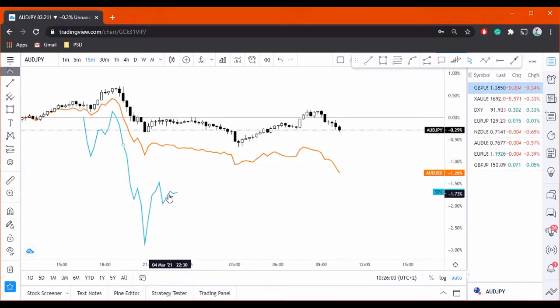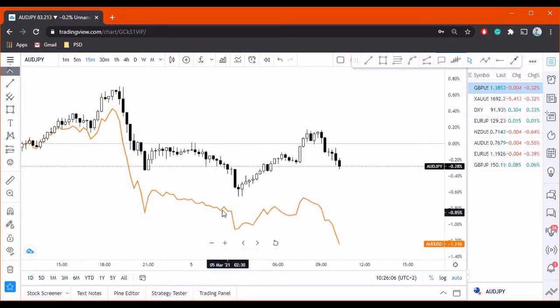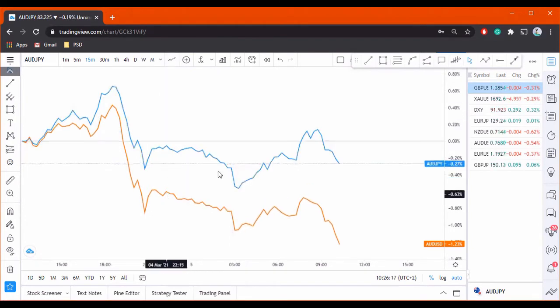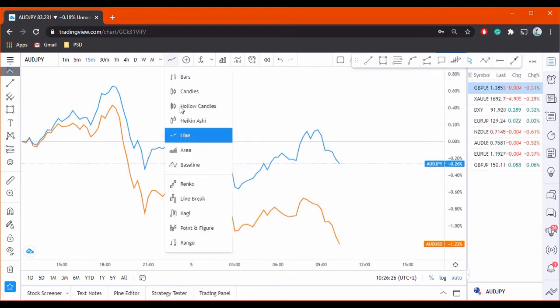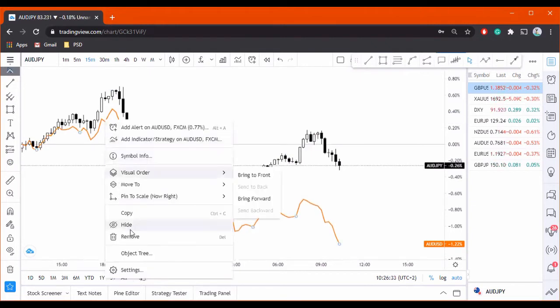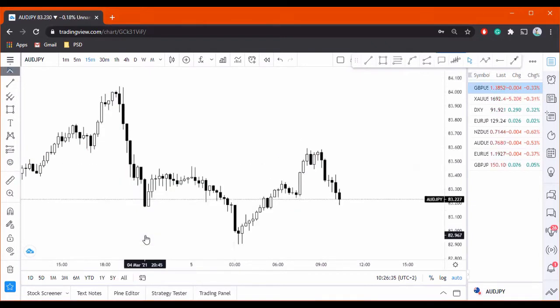All right, so this is AUD USD. You see the line? That's AUD USD. You see how it's very similar? Because even if we turn AUD yen into a line, you see how it's very similar. So AUD yen and AUD USD, they have a correlation, so they move very similar to each other. The same way Euro yen and Euro USD move in a very similar way.